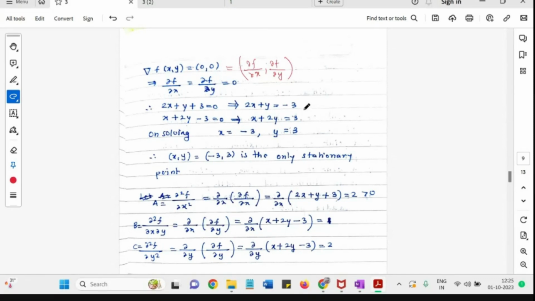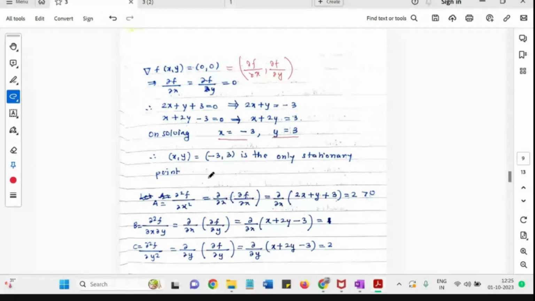Whichever method you are comfortable with, you can use that, and you can check that on solving this, you will get a unique solution. You can check the determinant of the coefficient matrix is non-zero. So the system has a unique solution. So I will have x equal to −3 and y equal to 3. Solve this by whichever method you are comfortable. So I can see here there's only one stationary point, that is (−3, 3). So there's a possibility that it could be a local maxima point, local minima point, or a saddle point. For that, I have to run my second derivative test.